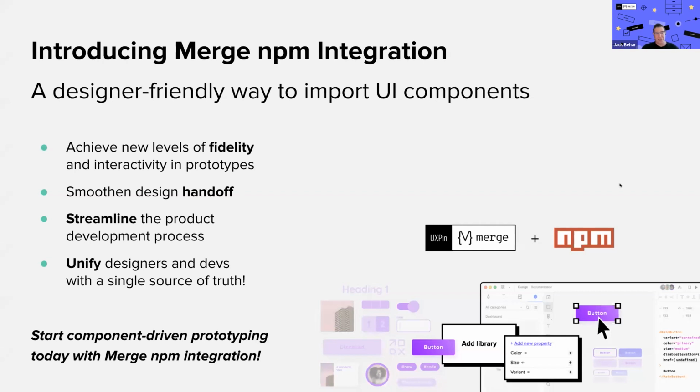Today, as I mentioned, we're going to be looking at Merge NPM integration. So this is a designer-friendly way to import UI components onto UXPin. And by doing that, we can achieve new levels of fidelity and interactivity in prototyping, smooth design handoff, as well as streamlining the whole product development process. And one that's dear to me is unifying designers and developers with a single source of truth. And the cool thing about this integration is that you'd be able to start component-driven prototyping today, as early as after this presentation, by doing your own NPM integration.